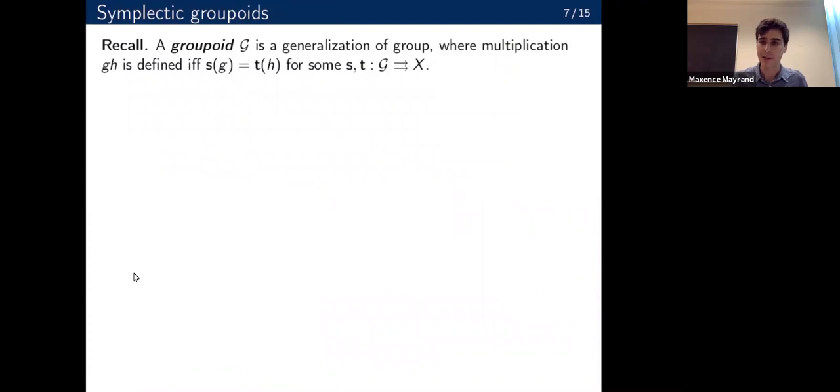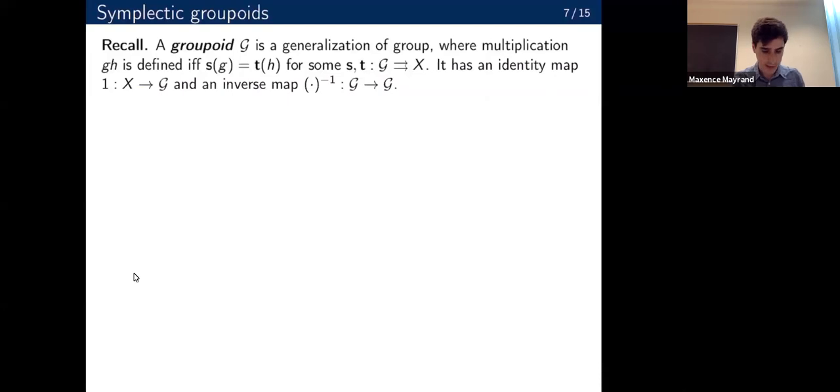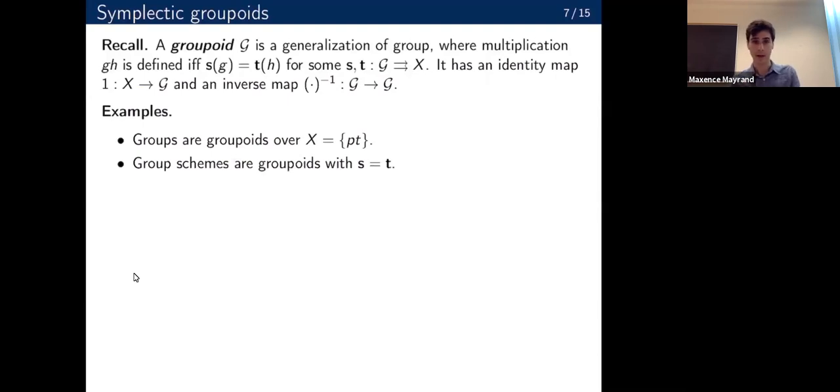A groupoid is a generalization of a group where multiplication is only partially defined. In fact, it's defined if and only if the source of G is equal to the target of H, where S and T are maps from G to a space X. There's also an identity map and an inverse map, which generalize the identity and inverse in a group. Of course, a group is a special case of a groupoid, where the space X is just a point. A group scheme is just a groupoid where the source and target maps are equal. So it's a fibration where the fibers are groups, but it's not a principal bundle because these groups might not be isomorphic.